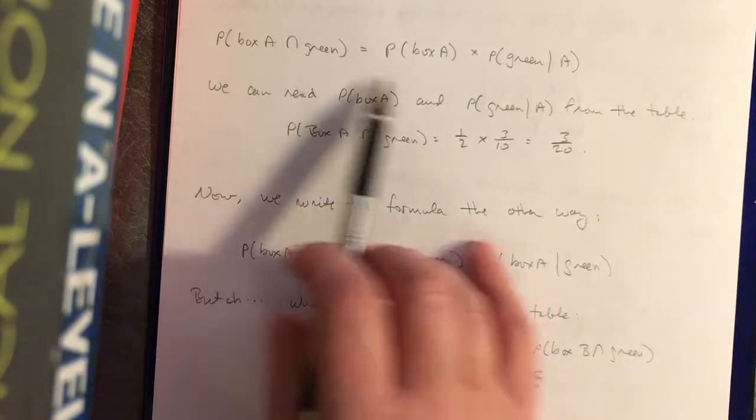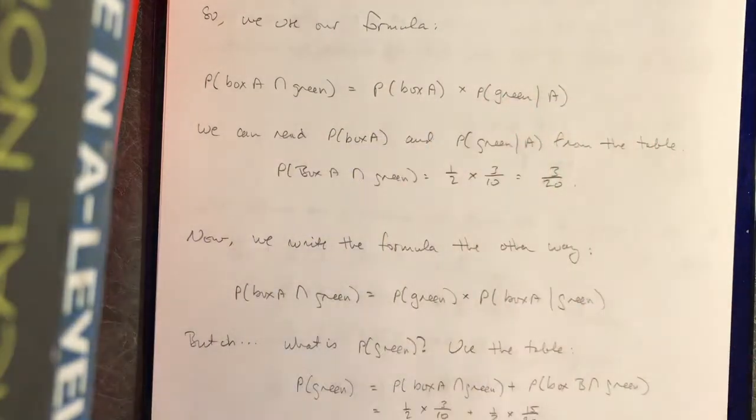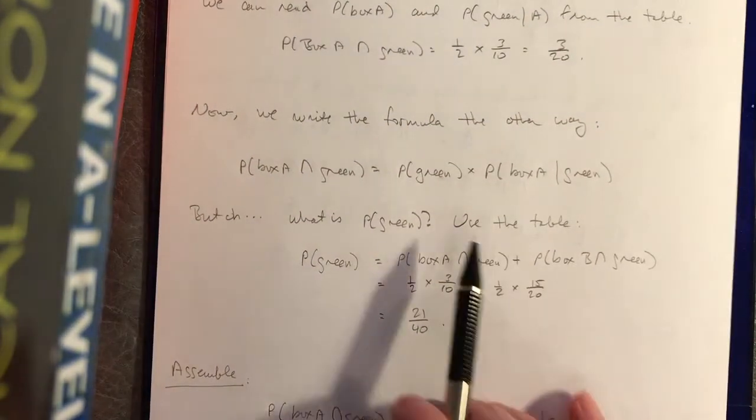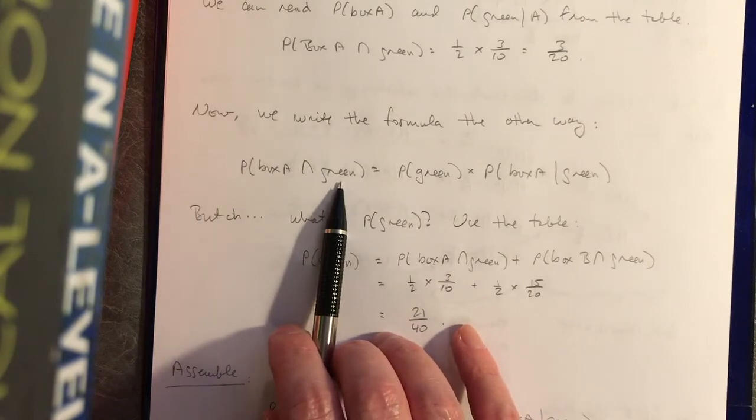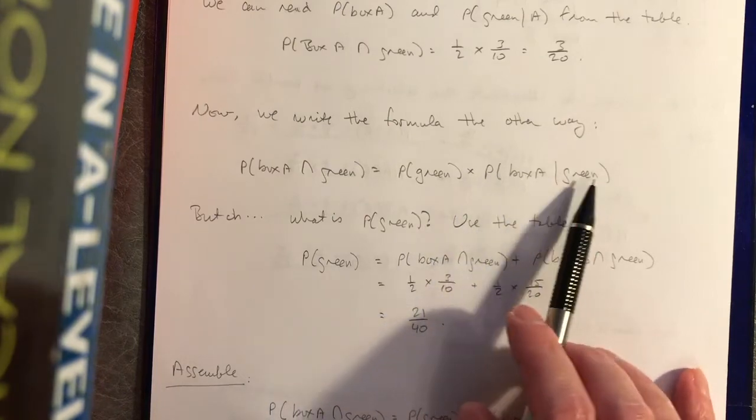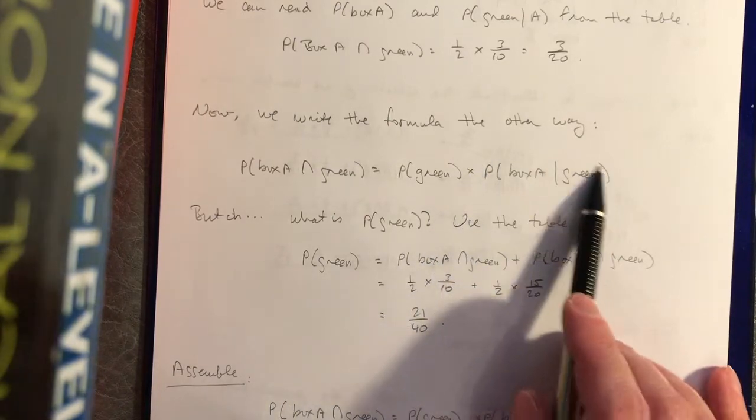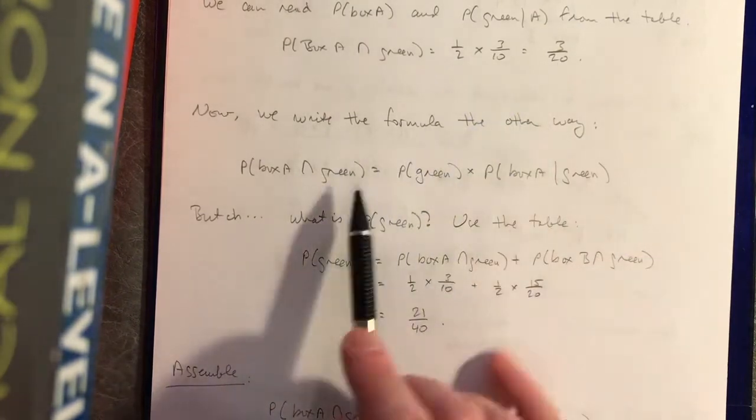Okay. Then we're going to write this and statement the other way around. I'm going to switch the conditionals. Okay, and I'm going to write it like this. So the probability of box A and green is also the probability of green times the probability of box A given green. And this is what we want to know. So I have this number, that's 3/20ths.